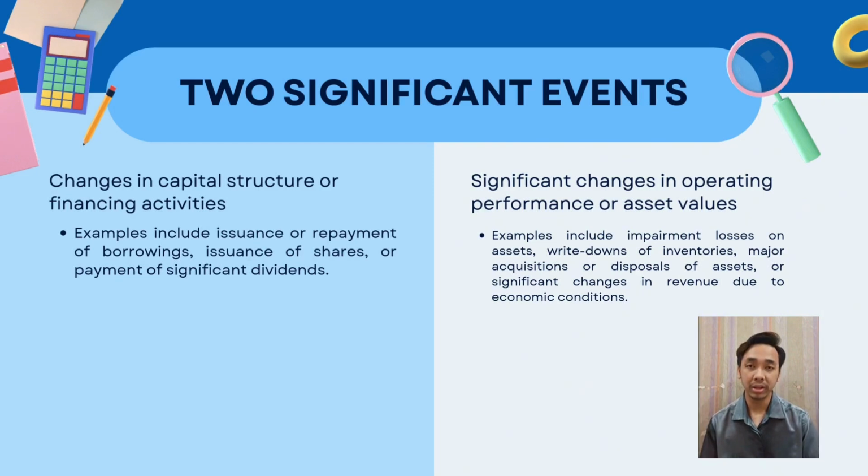during the interim period. Then, the second one is significant changes in operating performance or asset values. Examples include impairment losses on assets, write-downs of inventories, major acquisitions or disposals of assets, or significant changes in revenue due to economic conditions. Such events directly affect the entity's profit or loss, asset values, and overall financial performance since the last annual reporting period.